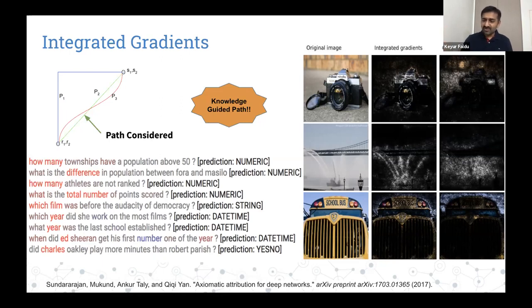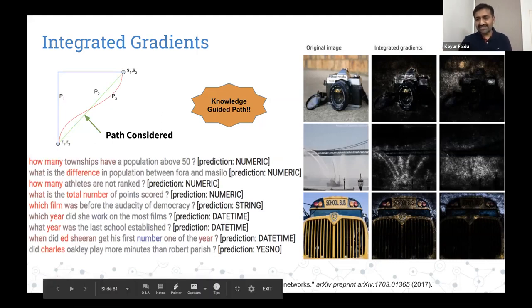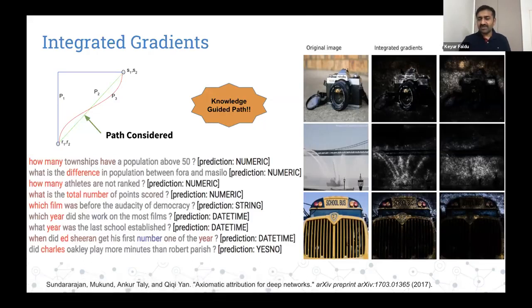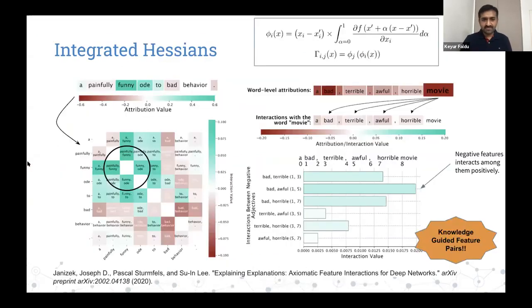Now gradient can be noisy because it could have reached a plateau and may not be informative in the current locality or neighborhood, but integrating from the reference till this point gives a much better explanation. We can see in the camera and school bus examples how the pixels were making meaningful feature attribution or feature relevance. Similarly in the text domain, when we make a numeric prediction, we can say it is because of how many keywords. So this is another method.